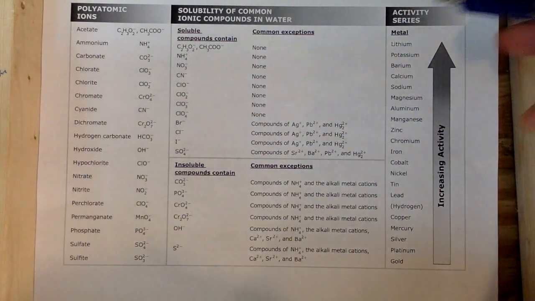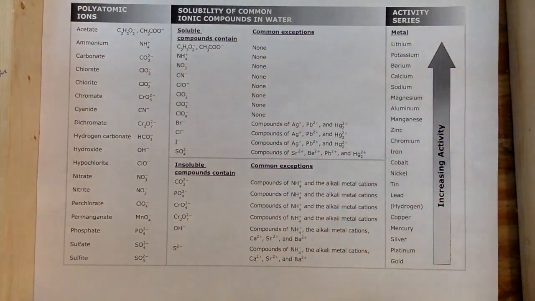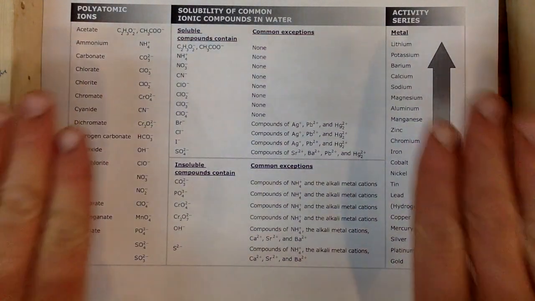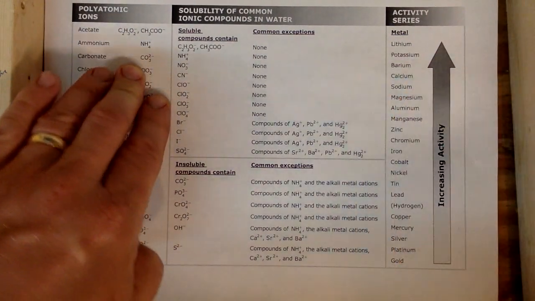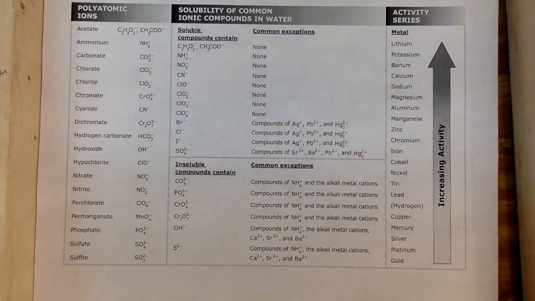On the right side is the activity series that we use to see whether or not a single replacement reaction would occur. And this middle part of the chart, we used early in the third 9 weeks in January when we were writing chemical reactions, and you had to decide would any of the products made be a precipitate? Would there be a solid or not?